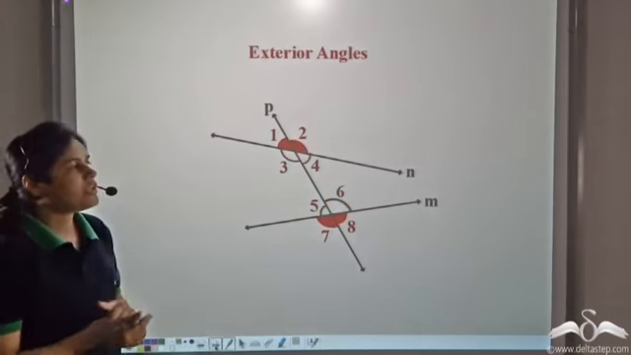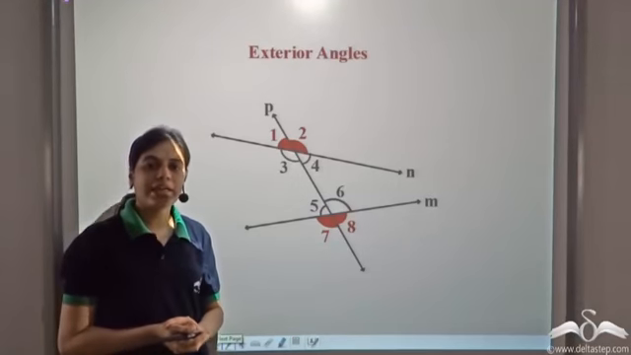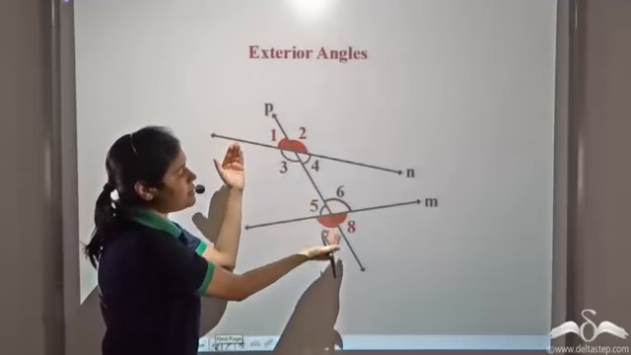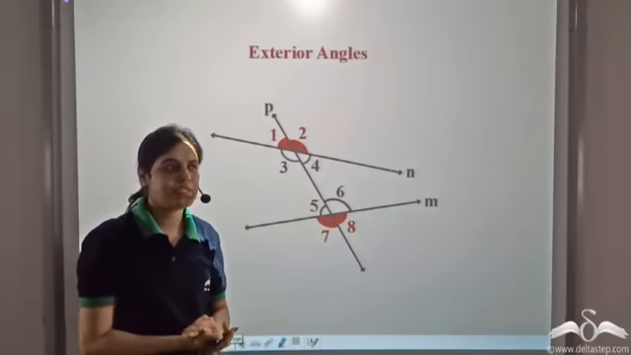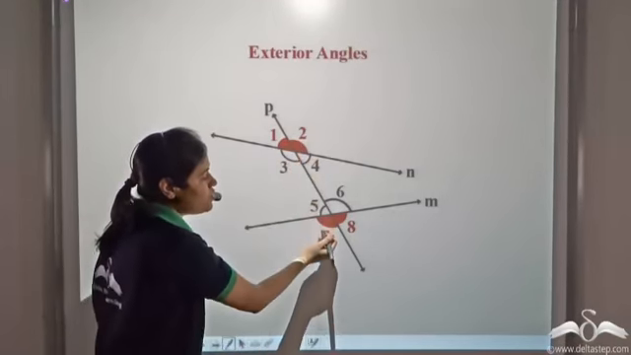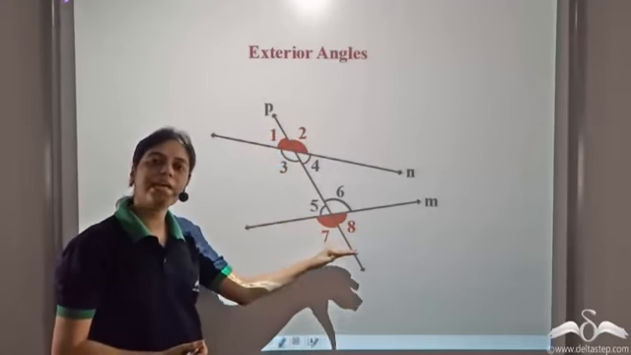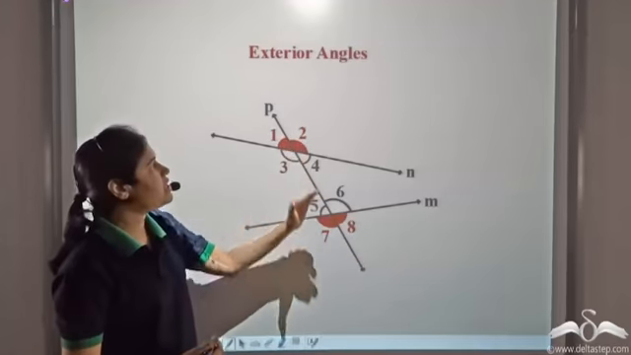And what are exterior angles? The angles which lie outside the two lines. So these angles are called exterior angles. Angle 1, 2, 7 and 8 lie outside the two lines, and hence these angles are called exterior angles.